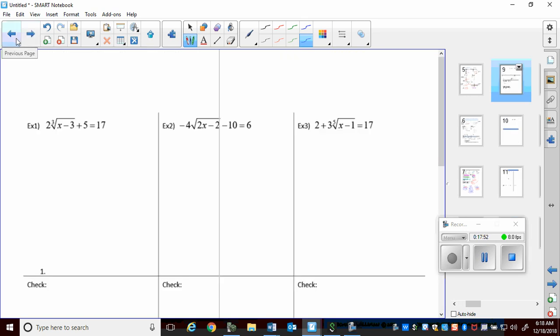We're going to do example 1, and here we're going to be using the cube root function. So at the end, we'll be cubing both sides. In example 3, we're using the nth root, the fifth root, so we'll be raising each side to the fifth power.